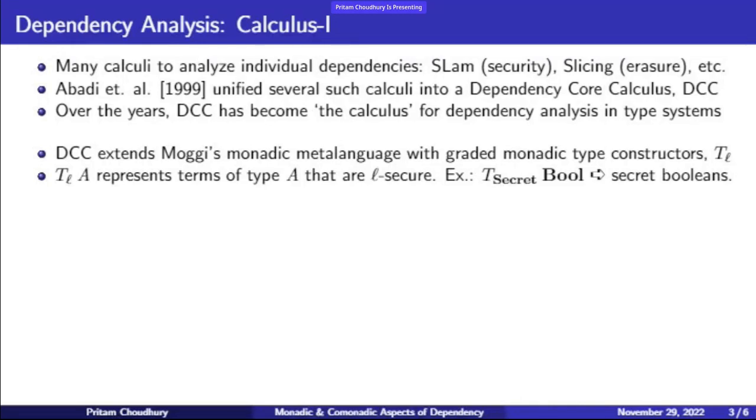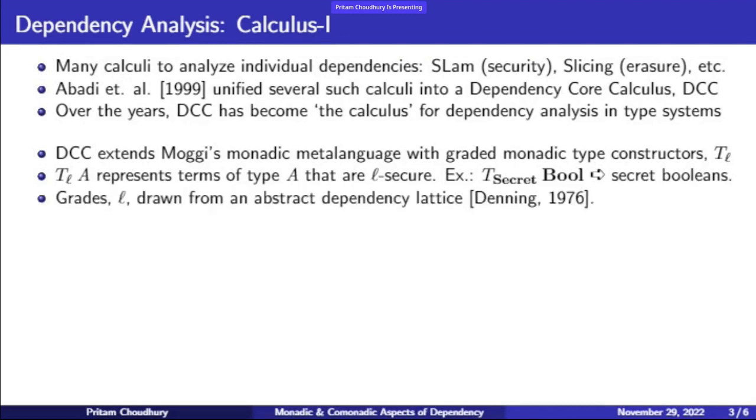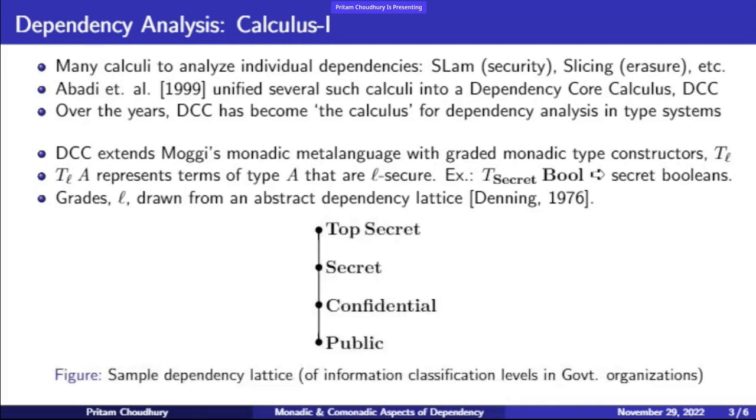These L's, where do they come from? They come from a dependency lattice, and this lattice model for analyzing dependencies goes back to Denning's work from the 70s. Let us look at an example lattice to understand how dependencies are represented through lattices. Here we have this lattice. It is a lattice for classified information in government organizations. Public is the lowest classification level. Then we have confidential, then secret, and then top secret.